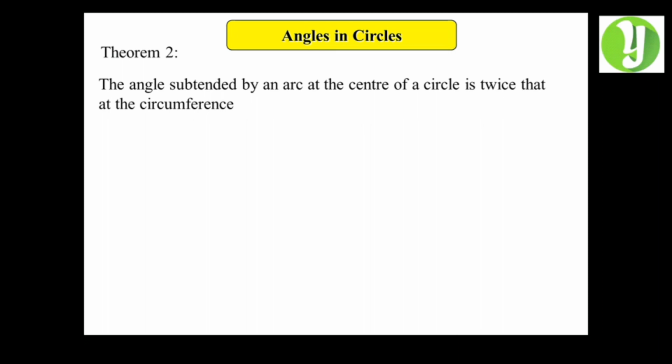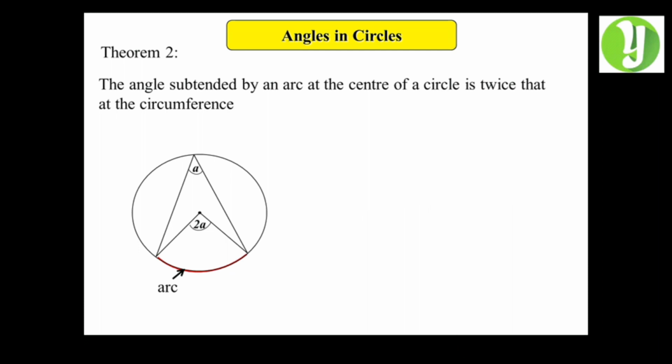Now the second theorem: the angle subtended by an arc at the center of a circle is twice the angle on the circumference. That's quite an important property. The angle by the same arc is twice at the center and single on the circumference. Now see the example. For example, the red one is my arc. This arc contains two angles, one at the center, second on the circumference.